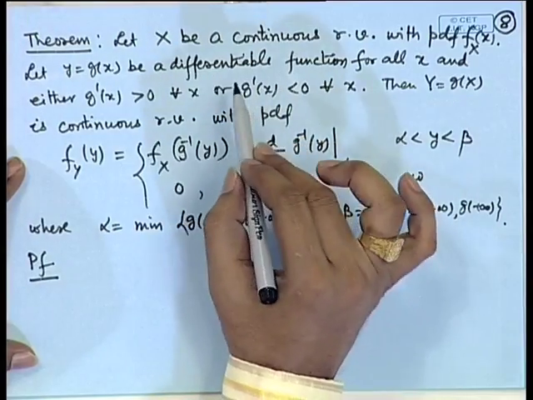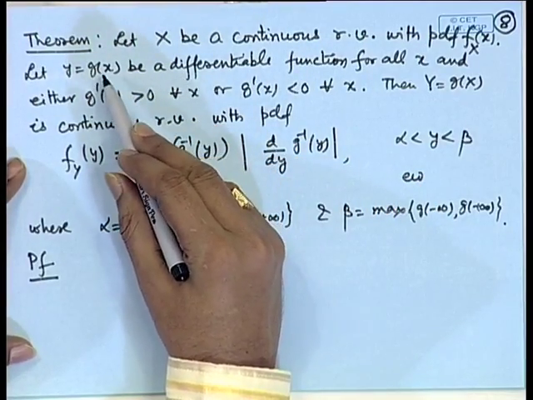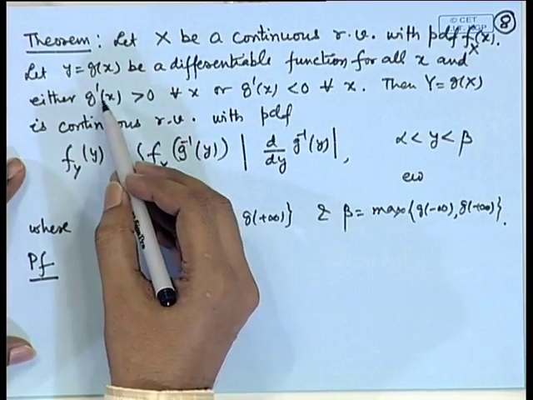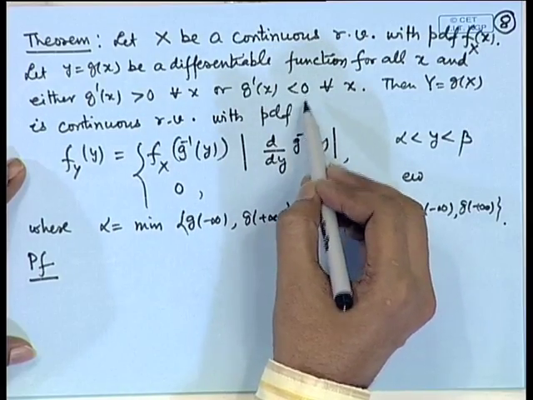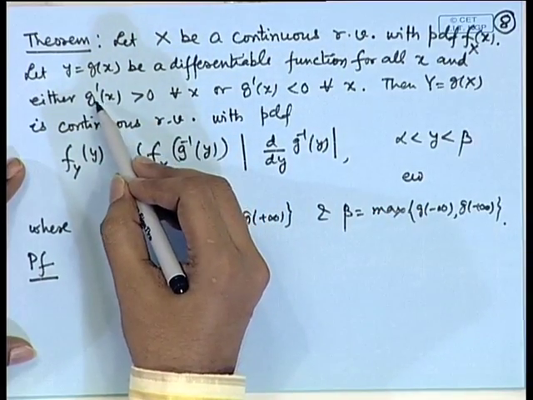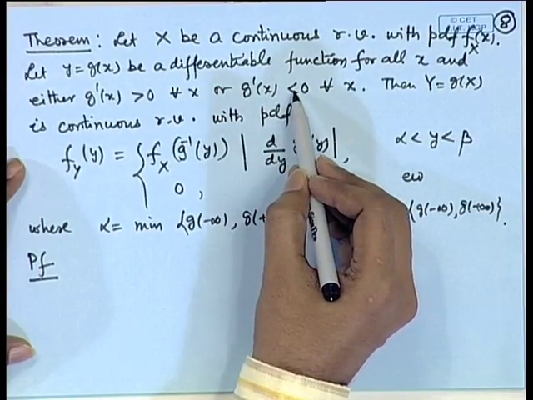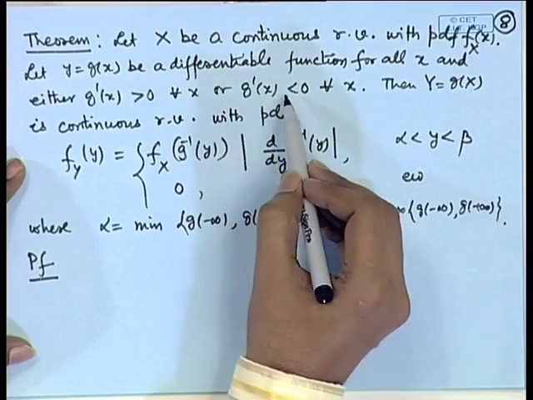Notice here the conditions. We are taking the function such that the function is differentiable everywhere and either the derivative is strictly positive throughout the range or strictly negative. This ensures that the function is strictly increasing or strictly decreasing. Also, it ensures that the function will be a 1 to 1 function.